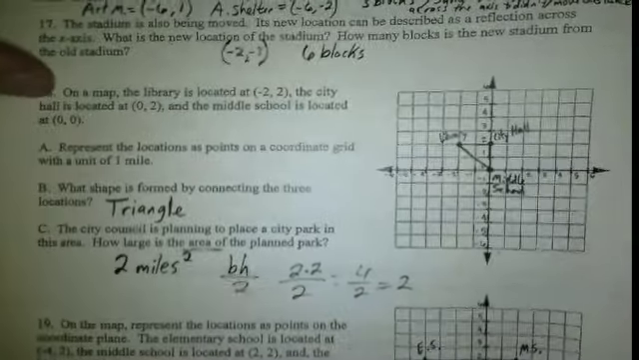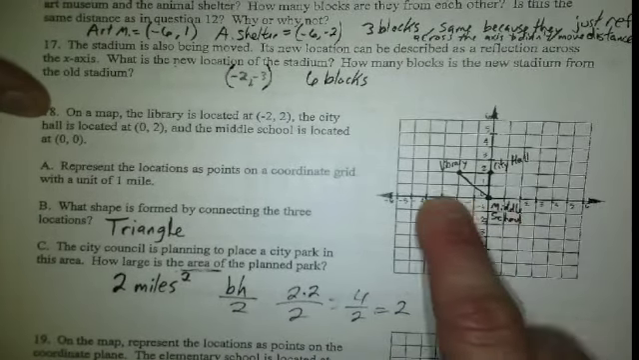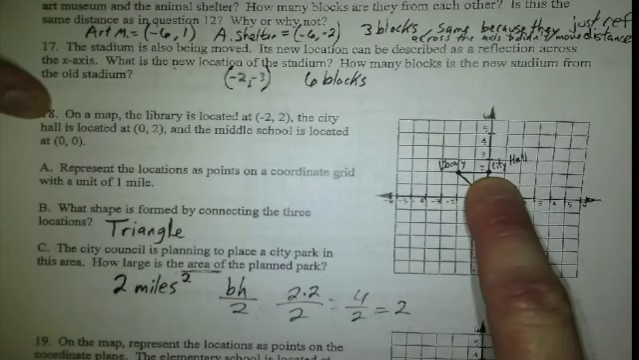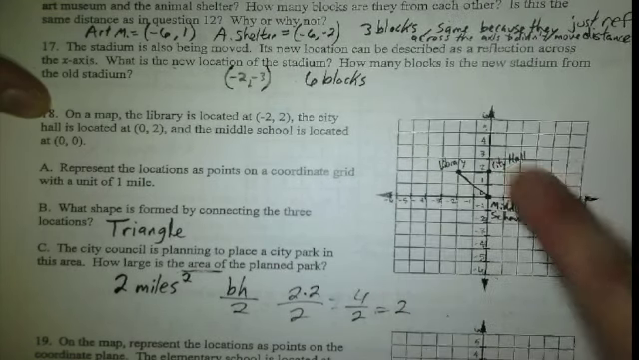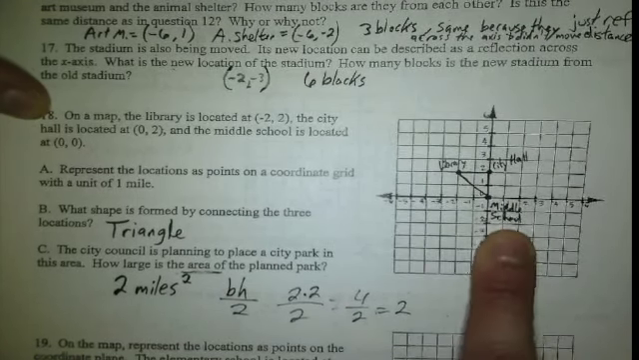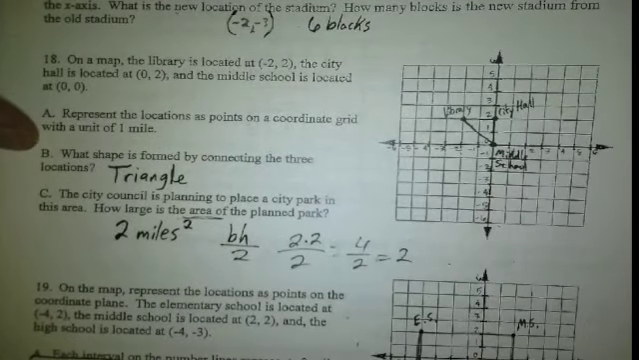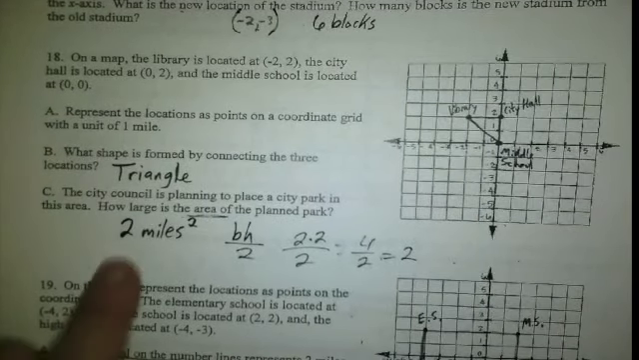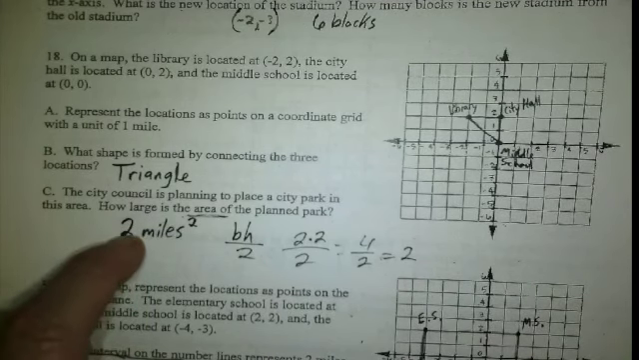18, on the map, the library is located at (-2, 2), so I have drawn that. The city hall is located at (0, 2), so you don't move, but then you go up 2. And then the middle school is located at (0, 0), which is your origin. So library, city hall, and middle school. I've put dots on all 3. Represent the locations as points on the grid with a unit of 1 mile. What shape is formed by connecting them? Triangle. And the city council is planning to place a city park in this area. So how large is the area of the planned park?